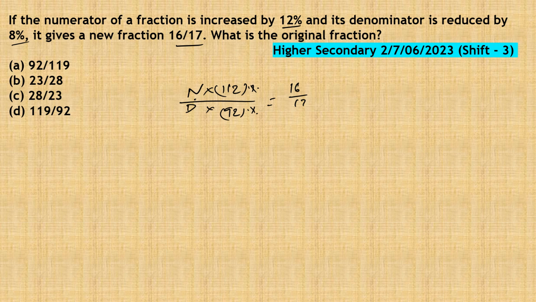How can we cancel it? 16 7s are 112. 7, no, it cannot be cancelled. Okay, so the numerator by denominator is 92 1s are 92, divided by 17 7s are 119. 92 by 119 is the answer. That is option number A.